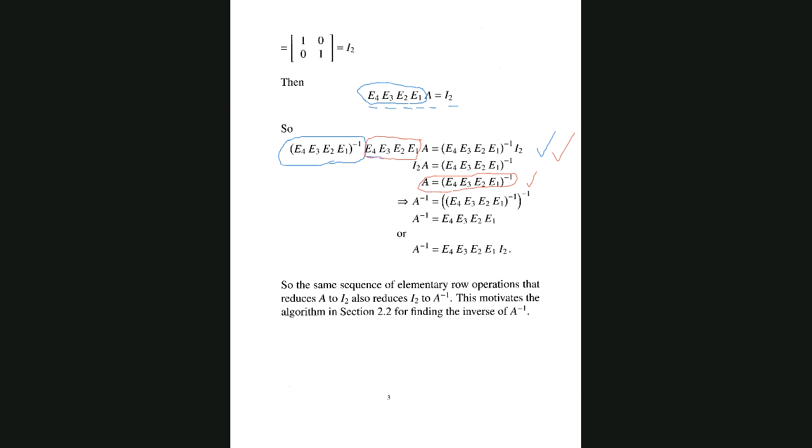But remember what we're interested in finding. We're interested in finding the inverse of A. To find the inverse of A, all you do is take the inverse of both sides of the equation, and you'll see that the inverse is just E4 times E3 times E2 times E1, or you can think of the inverse as E4 times E3 times E2 times E1 times the identity matrix.